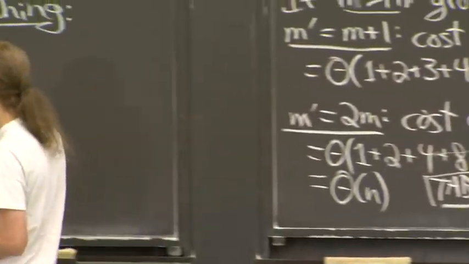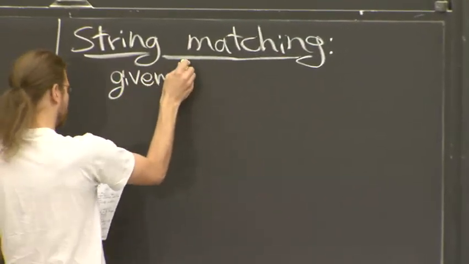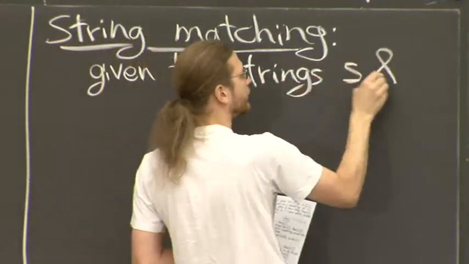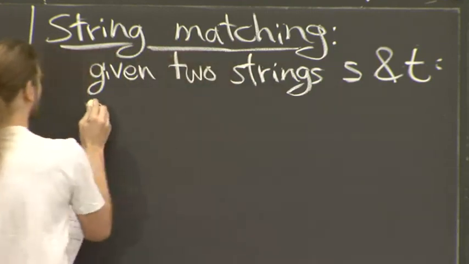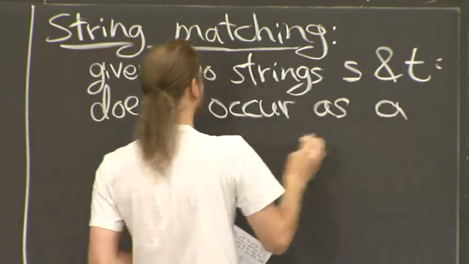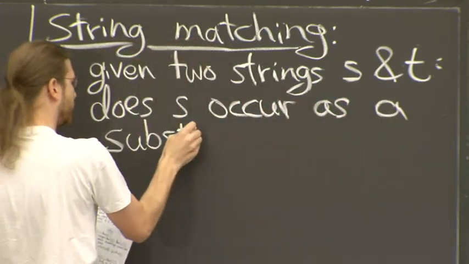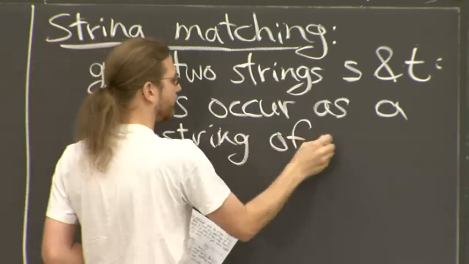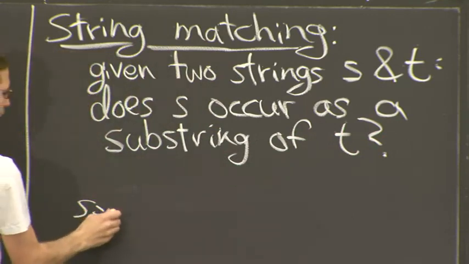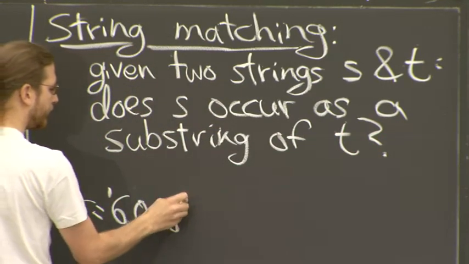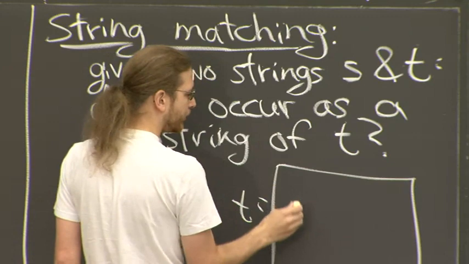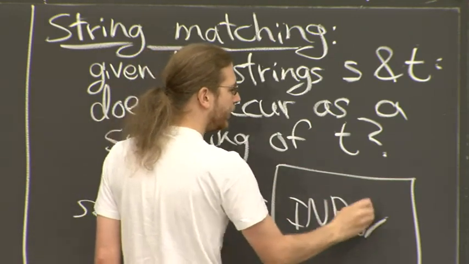So to state this formally, given two strings, s and t, you want to know, does s occur as a substring of t? So for example, maybe s is a string 6006, and t is the mail that you've ever received in your life, or your inbox or something.